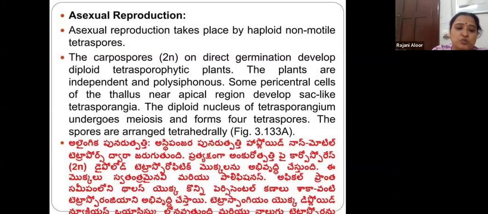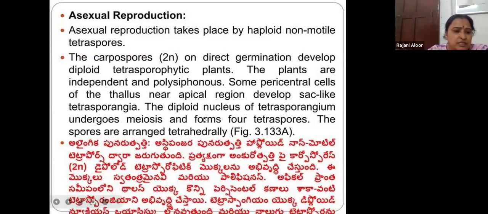Later, these carpospores are formed by mitotic division of the carposporangium. These carpospores germinate directly into diploid tetrasporic plants. This is all the asexual reproduction, with 3 stages. Coming to the asexual reproduction, it takes place by haploid non-motile tetraspores, which you can observe here.